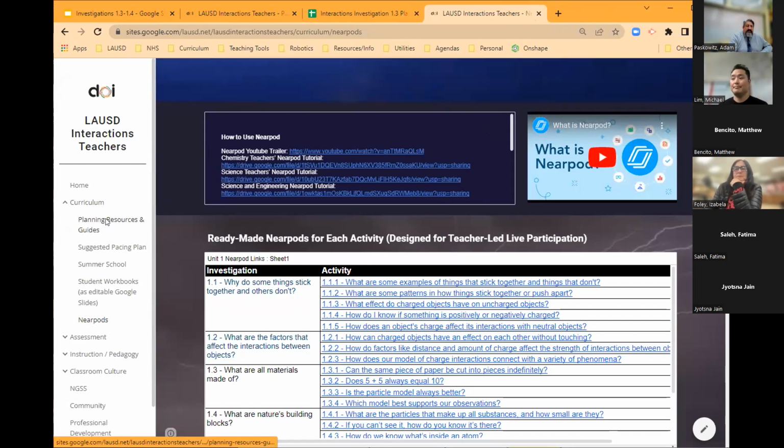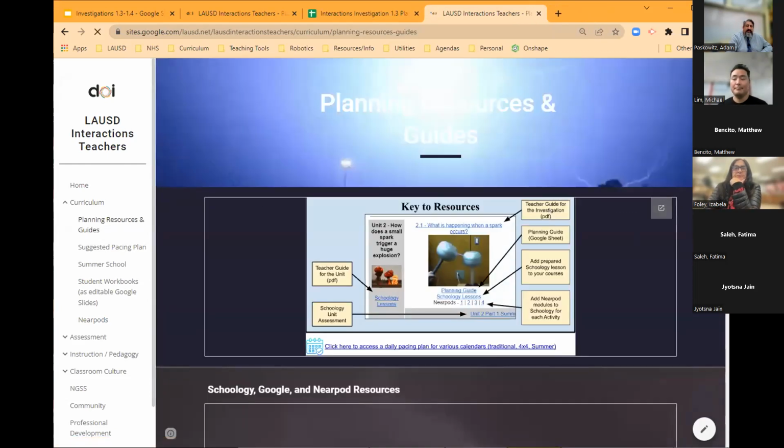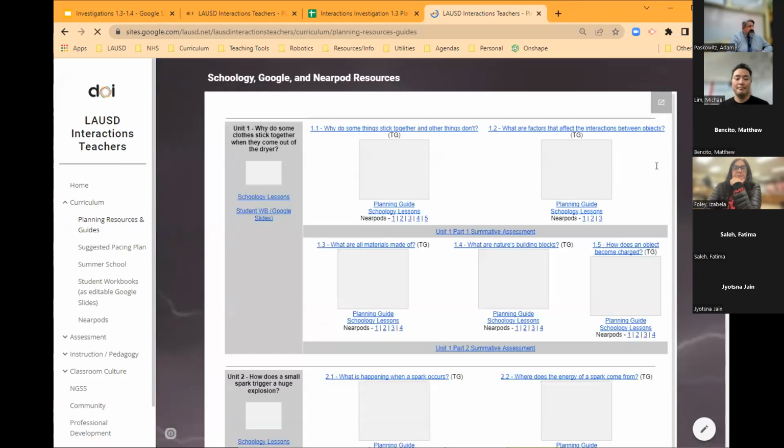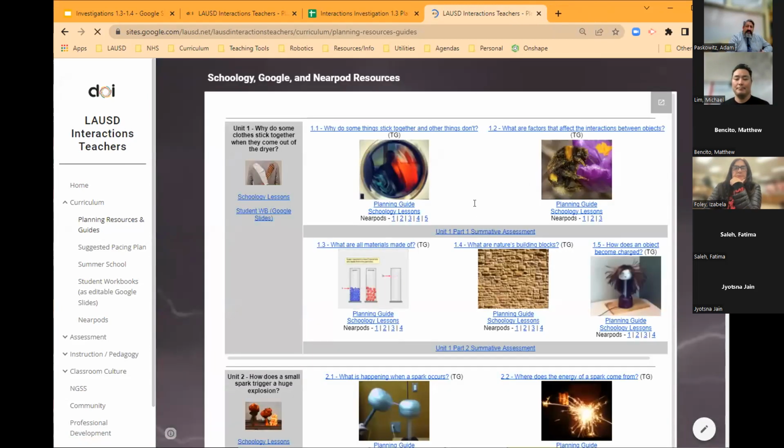But I want to go back to the planning resources and guides. I will get into investigation 4 in just a moment, but there is something that comes before investigation 3 and before investigation 4, which is the Unit 1, Part 1 summative assessment. There are 6 summative assessments built into Interactions. They're not required. Some people just want to do the textbook, the Schoology questions, and base student grades on those.